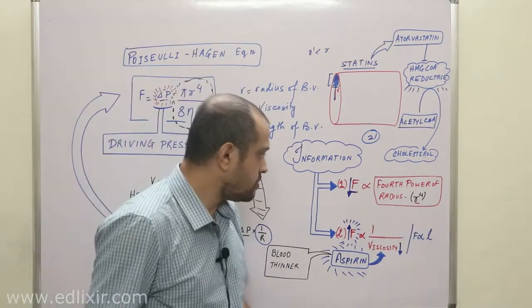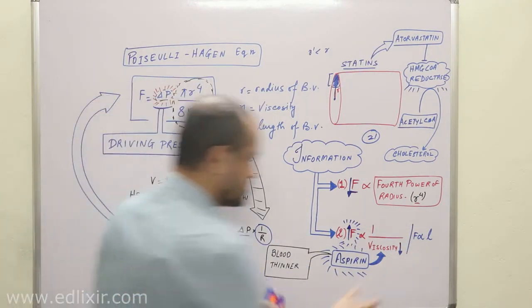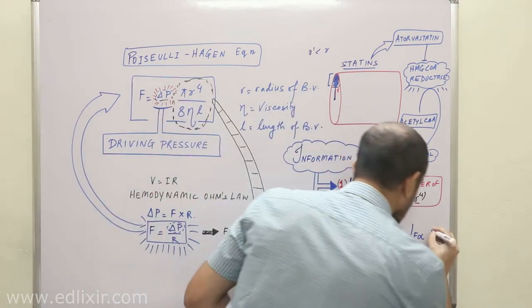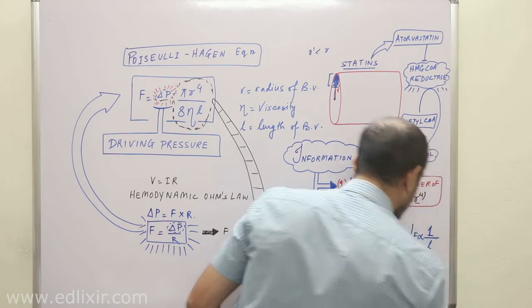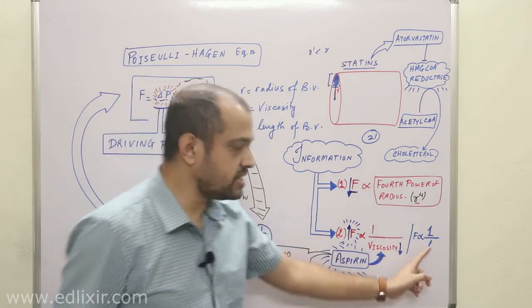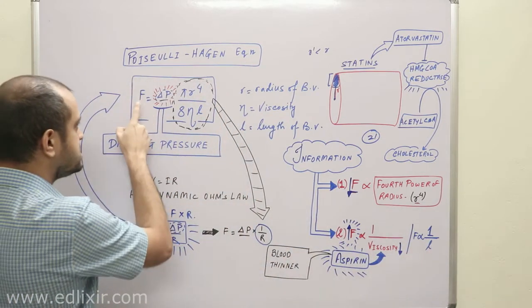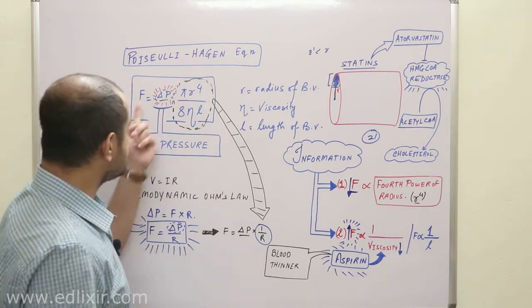Clear? Now, why are we not talking about this: F is inversely proportional to the length of the vessel, right? Now, this is not in our hand. Yes, we are getting this information. This blood flow is inversely proportional to the length of the vessel, right? But this is not in our hand.